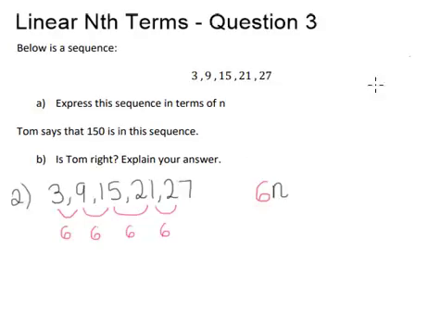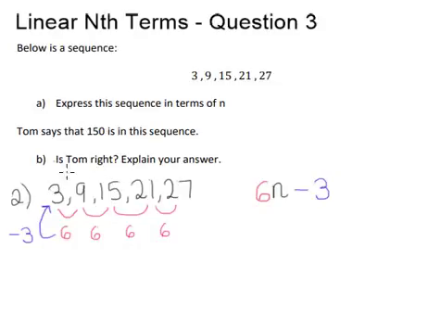Okay, so the next part of the equation is determined by finding the difference between the first two numbers. So how do I get from 6 to 3? Hopefully you can see that I'm going to minus 3, which means that my overall nth term for this equation is 6n minus 3.